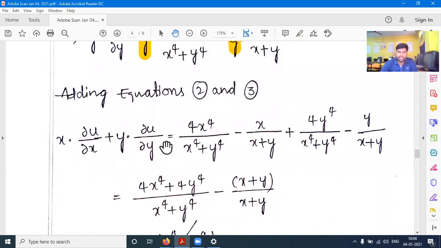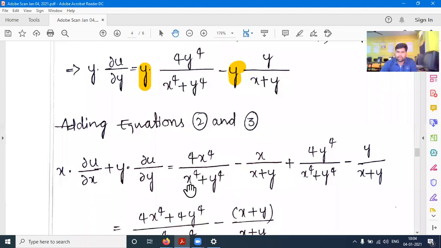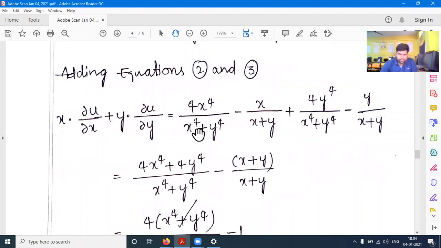Add equation number 1 and 2. So x into dou u by dou x plus y into dou u by dou y is equal to 4x to the power of 4 divided by x to the power of 4 plus y to the power of 4 minus x by x plus y, plus 4y to the power of 4 divided by x to the power of 4 plus y to the power of 4 minus y by x plus y. Here the denominators are the same, so you can add the numerators directly. Minus is there, minus is there.